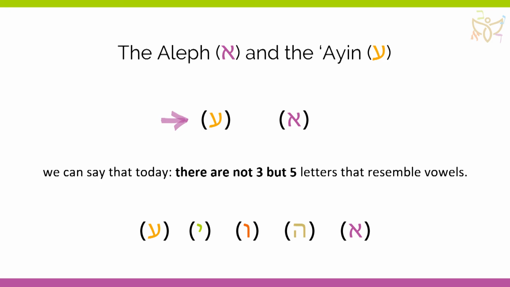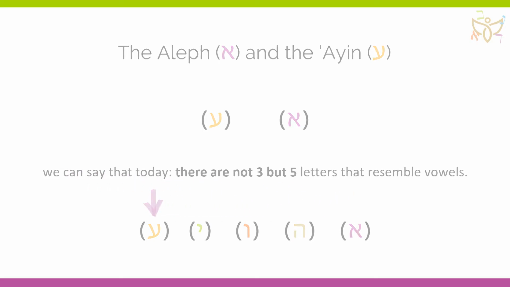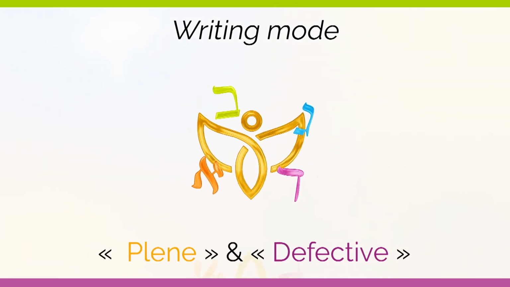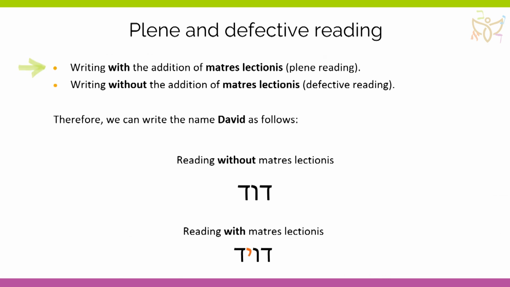So now we can add 2 letters to our list of Mater Lectionis. As a result we can say that today, there are not 3 but 5 letters that are similar to vowels, and these letters are Alèph, He, Vav, Yod, Ayin. Let's add that there are several modes of writing with the addition of Mater Lectionis and writing without this addition. For example, the name David can be written without this addition, or with it.